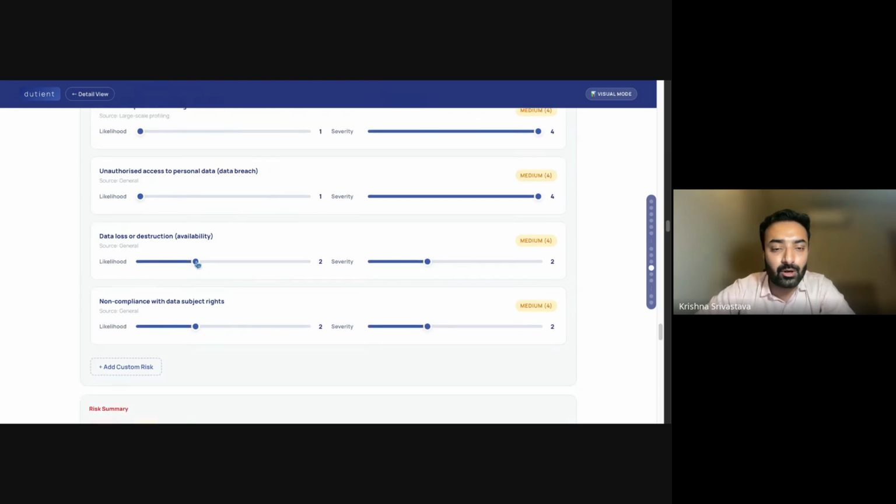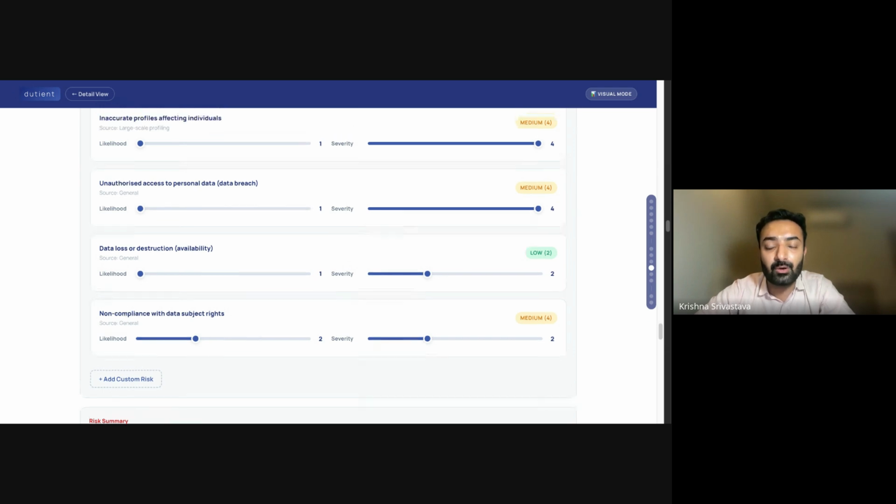Data loss or destruction, likelihood is low, severity is low, because you may have backups. You may have different cloud service providers to also make sure that there's data backup in different regions. So this is where your business continuity, disaster recovery piece becomes really, really important. So the severity is, of course, high, or maybe on a scale of 1 to 4, you could put it as 3.